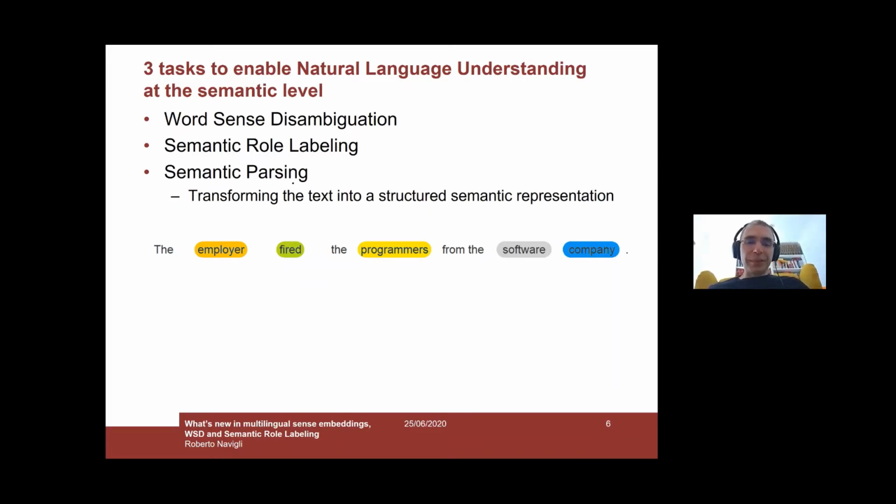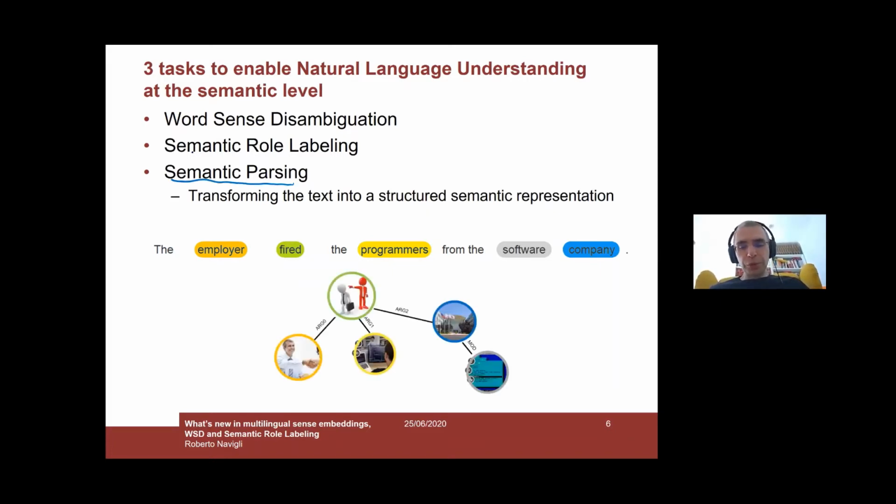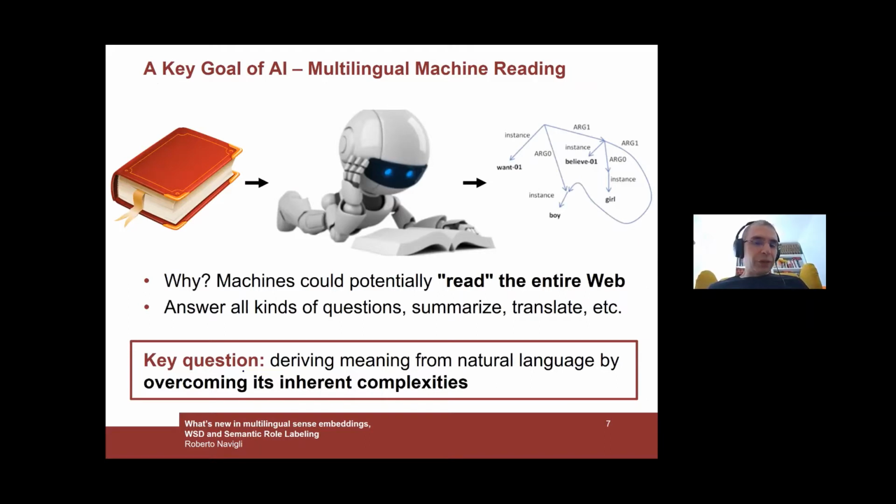And finally, the third task is semantic parsing, in which you try to produce a graph representation, a structured representation of the sentence by connecting the various parts, the various meanings that are denoted by words or phrases in the sentence. But this is outside the scope of this presentation. So the key goal in my lab and in general in NLU is multilingual machine reading. You would like machines to potentially read the entire web and understand, at the semantic level at least, what's written there. As a result, you would be able to answer all kinds of questions, summarize, and translate in all languages. And to do this, you have to tackle one of the most important and difficult problems in natural language, which is ambiguity. And so you have to overcome these complexities of natural language.